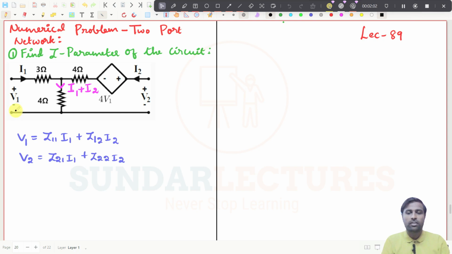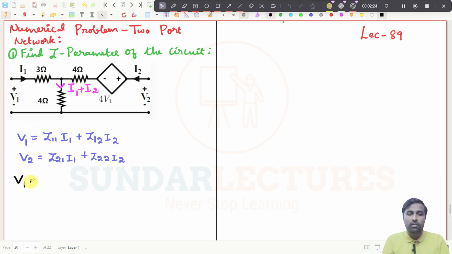If you want to find V1, please refer to my previous lectures on how to write the expression for the voltage between any two points in a network. I will add that video lecture link in the description. Start from minus and end up in the plus. So we will get V1.